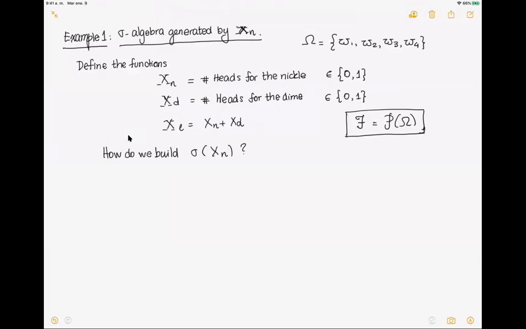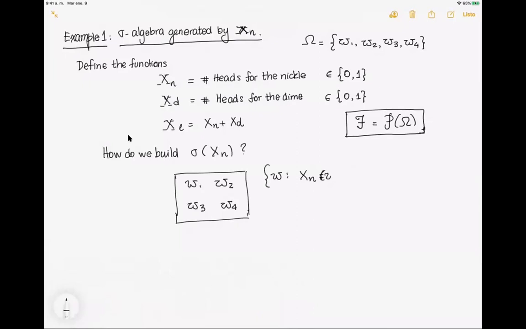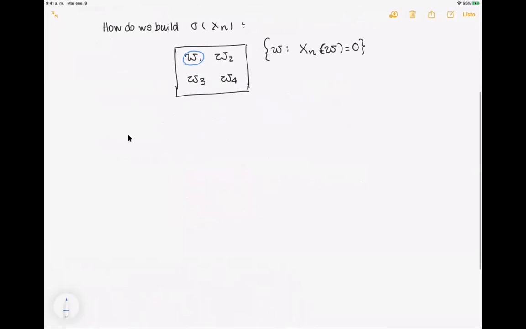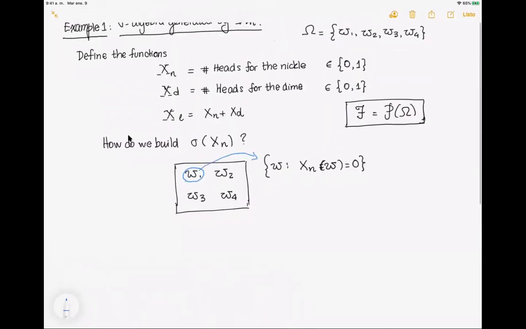So how do we build the sigma algebra generated by Xn? Well, we take a look at the pre-images. So these will be omega 1, omega 2, omega 3, and omega 4. And we ask ourselves, when is Xn equal to 0? Well, to be precise, because we tend to do shorthand, what are the sets omega such that Xn of omega is equal to 0? Well, omega 1 is heads on the nickel and heads on the dime. So definitely omega 1 is part of the pre-image of this set.